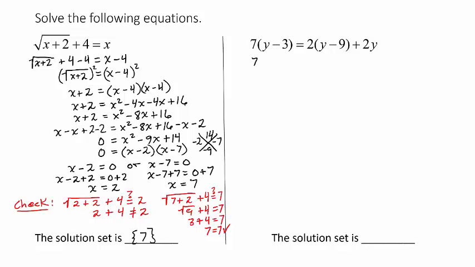So I'll have 7y minus 7 times negative 3, which is minus 21, right? And then over here on the right-hand side, I'll have 2y, right? And 2 times negative 9 is minus 18, plus 2y, okay? Now, over on the right-hand side, I'm going to combine like terms. So let's see, I'll have 7y minus 21 equal to 2y, and 2y is 4y minus 18.